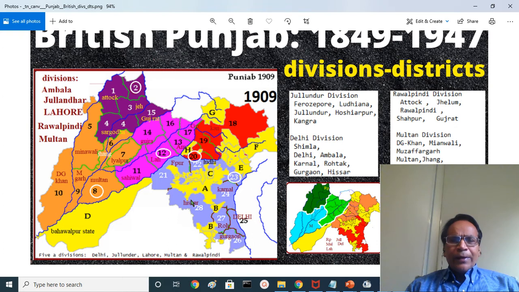Ambala division or Delhi division, Haryana division, has Gurgaon, Delhi, Rohtak and Hisar districts. Hisar is a very big district, like Bhiwani, Hisar and Sirsa and so on, and Fatehabad, and Karnal district. This is the Ambala district. Ambala, Karnal, Rohtak, Gurgaon, Delhi and Hisar.